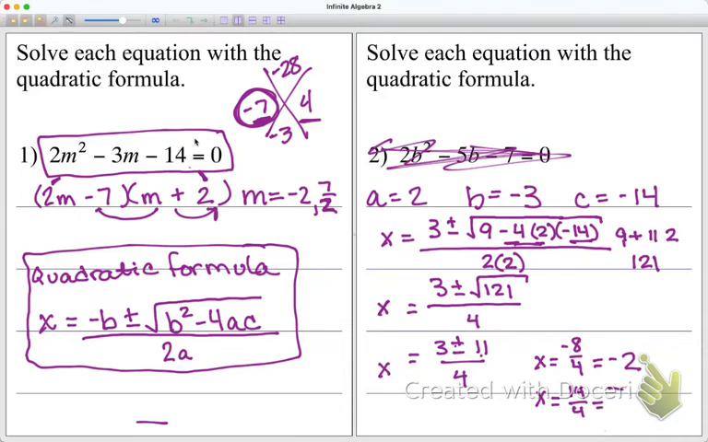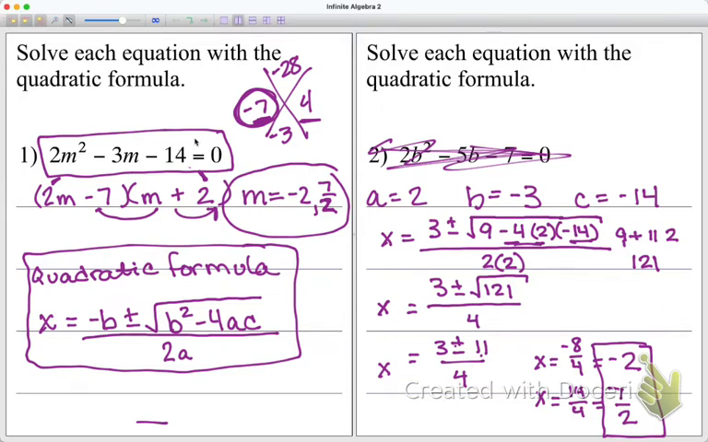7/2. How about 7/2? Now, we have negative 2 and 7/2. What did we have over here? Negative 2 and 7/2. And it should have been m, but m is the same as x in this case, right? Yeah. So, see how it will work?